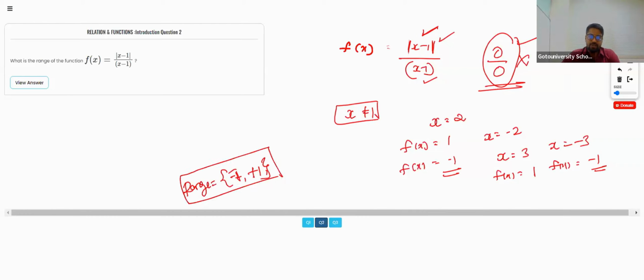It's a very interesting example, right? Whatever you put, the numerator and denominator are going to be the same, but it might take a positive value, and it can also take a negative value. That's why the range of this function is only two values, which are minus 1 and plus 1. Right? A very interesting example, isn't it? Let's go for the next one. The next question is here.